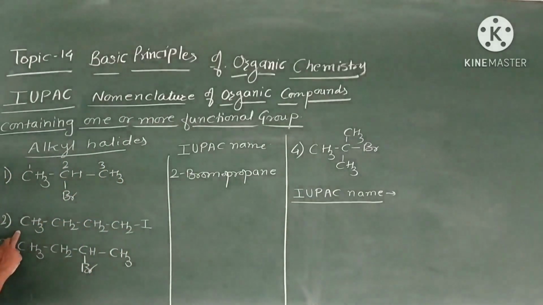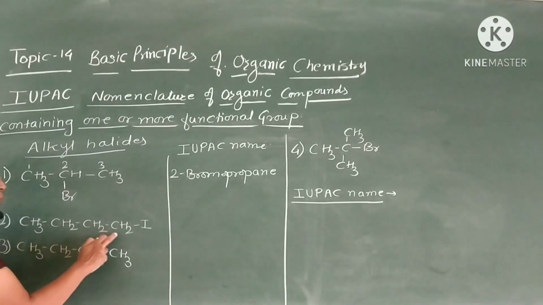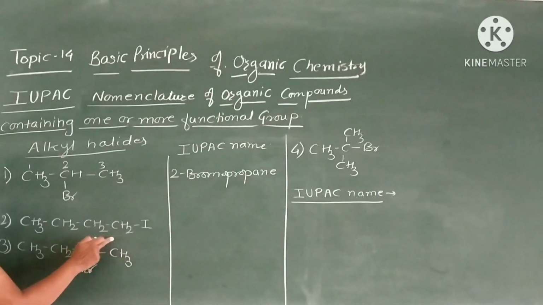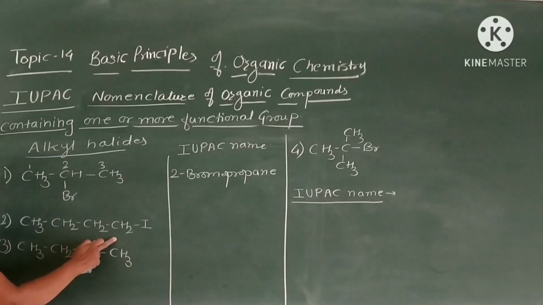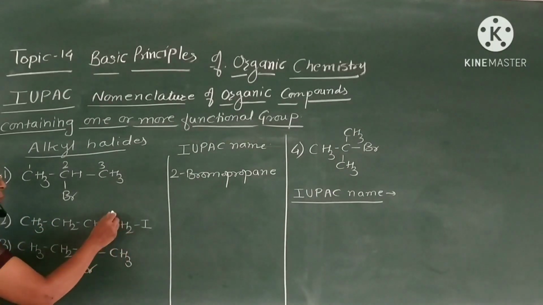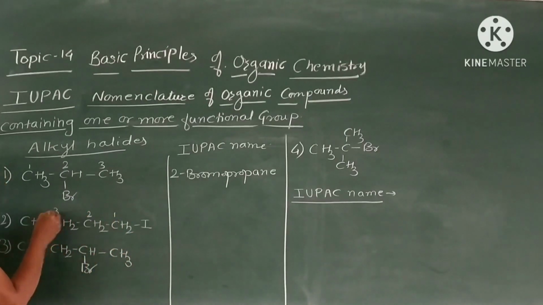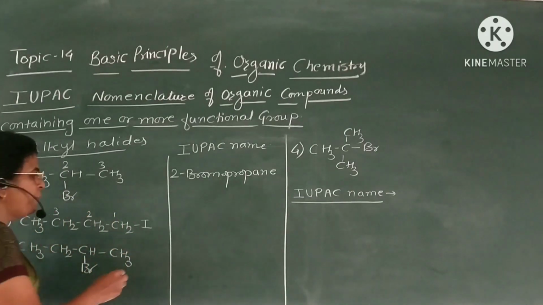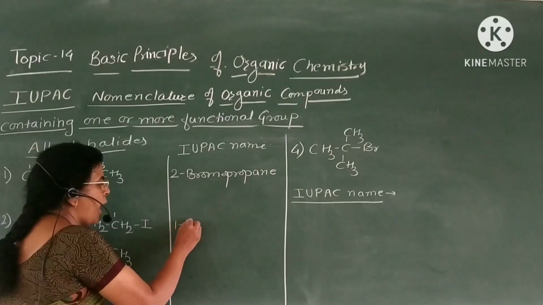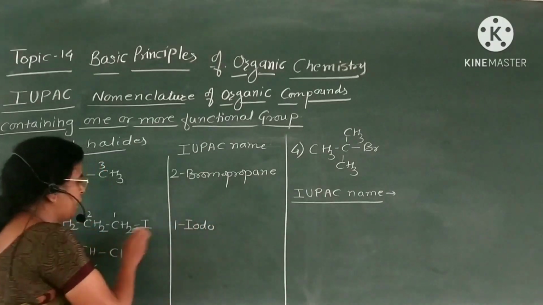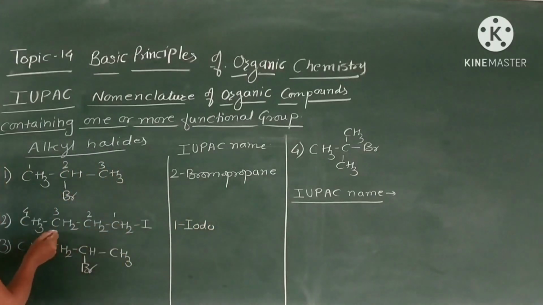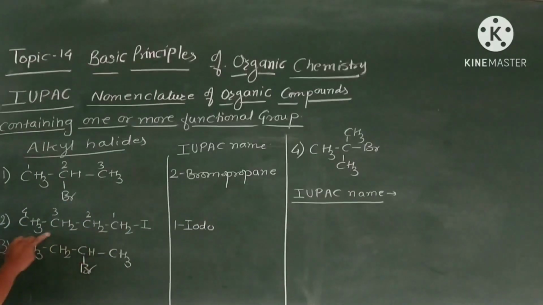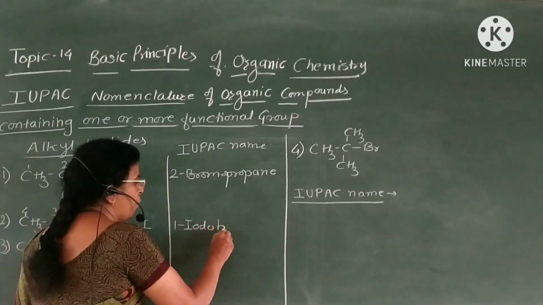Now the second example, CH3CH2CH2CH2I. Here there are 4 carbon atoms. Now we are going to give numbering from the end which is nearer to the functional group, 1, 2, 3 and 4. Therefore it becomes 1-iodo. At the 1 position there is an iodine group, therefore it becomes 1-iodo, and there are 4 carbon atoms, therefore the parent alkane becomes butane, 1-iodo-butane.